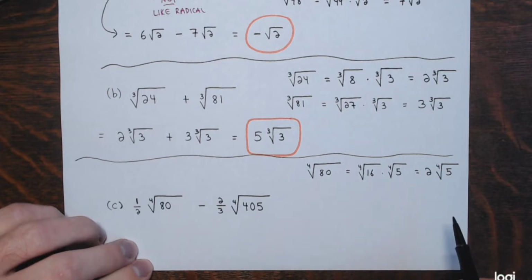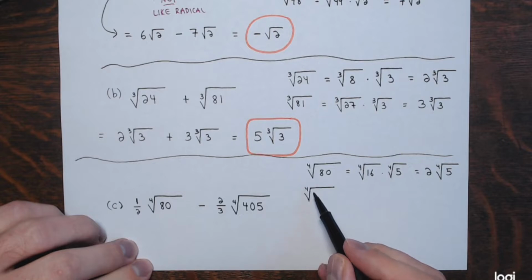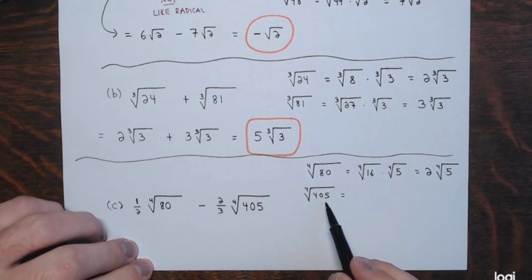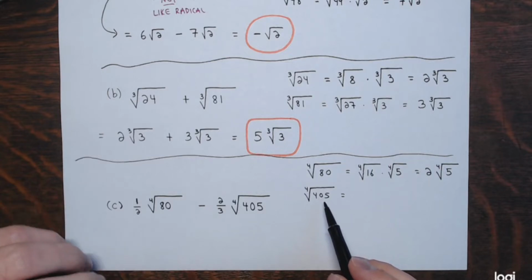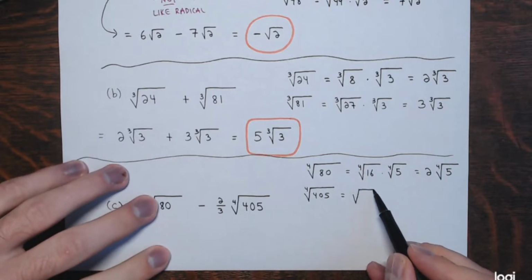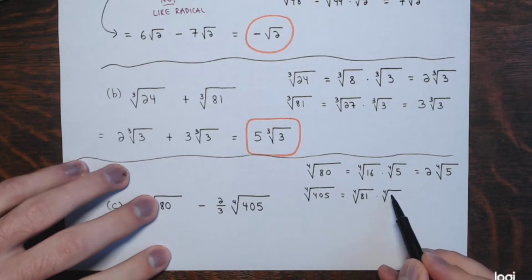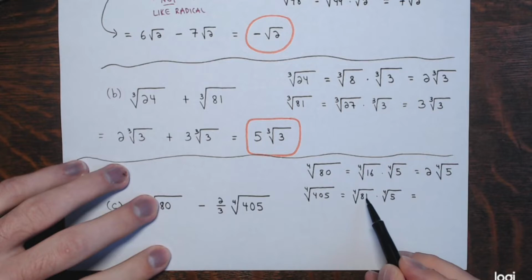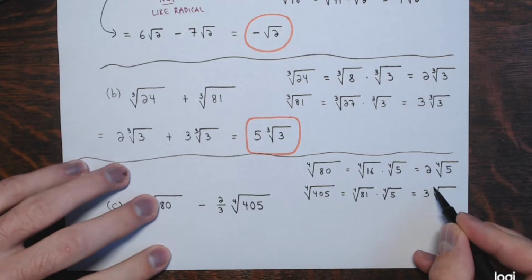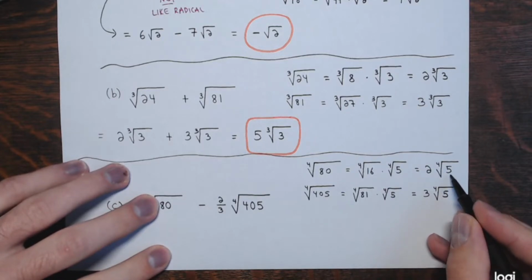And then the other radical, the fourth root of 405. Well, this is 5 times 81. 81, as I said earlier, is 3 to the 4th power. 81 is a perfect 4th power. So I can break this up into the fourth root of 81 times the fourth root of 5. And the fourth root of 81 is 3. So this ends up being 3 times the fourth root of 5. And look, now we have like radicals. Both will have the fourth root of 5 in them.